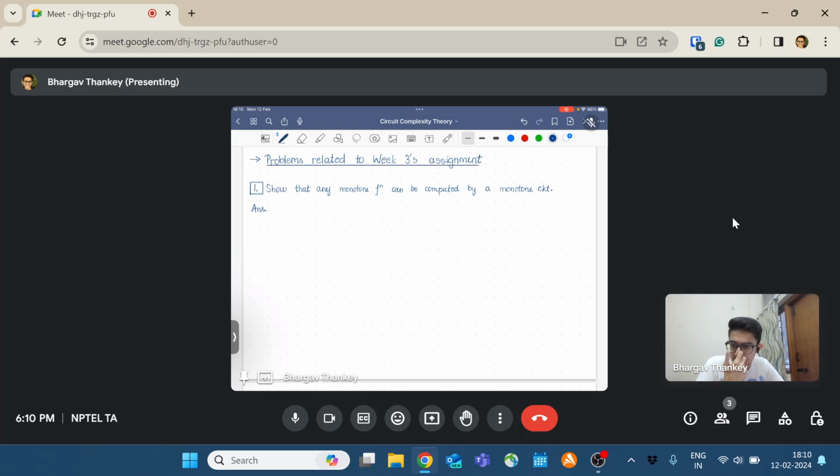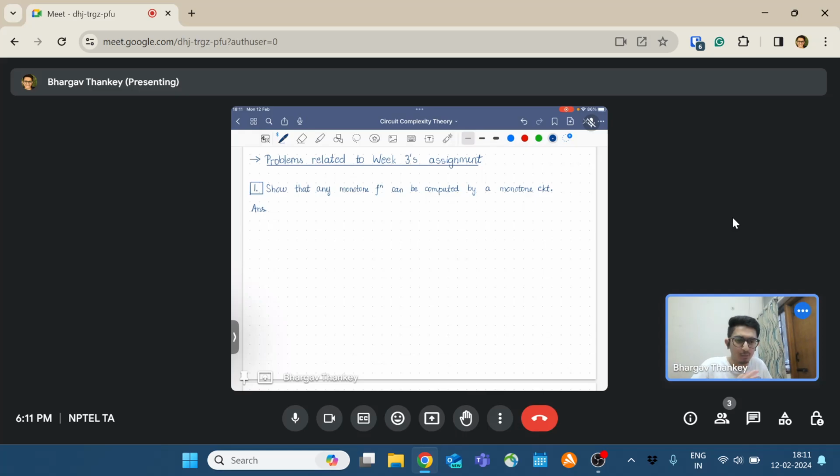We replace NOT using AND and OR, I think. No, that's not possible, because if you could do that, then you could compute every function using just AND and OR gates, right? Okay, so what do we do in that circuit?